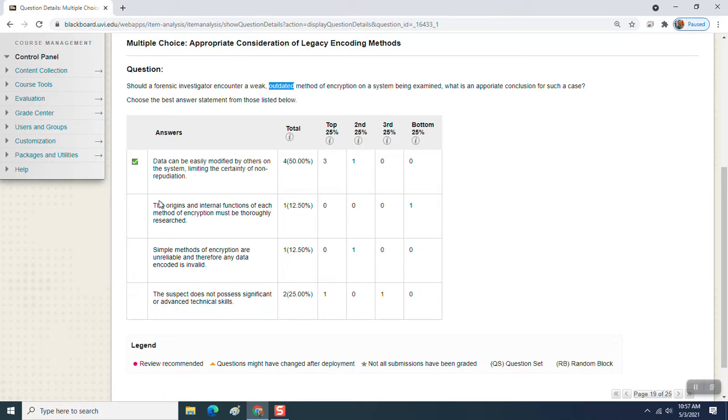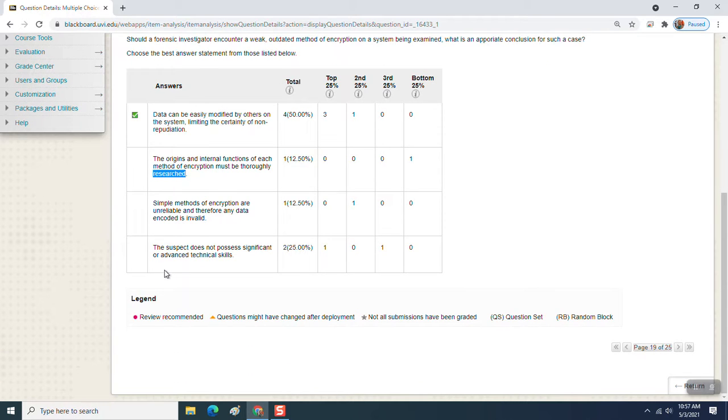One student each chose alternate answers. The origins and internal functions of each method of encryption must be thoroughly researched. No, that doesn't help you. It's a sensible answer, but basically if it's outdated and it's weak, it's no help. And that's the main thing to consider. Simple methods of encryption are unreliable, and therefore any data encoded is invalid. That's also a premature conclusion. It all depends on the context and other details on that system.